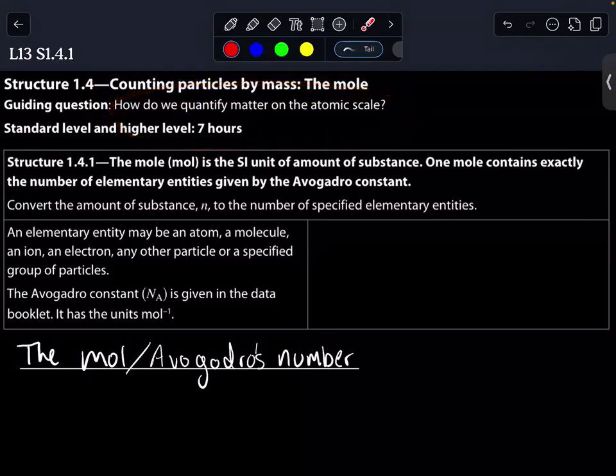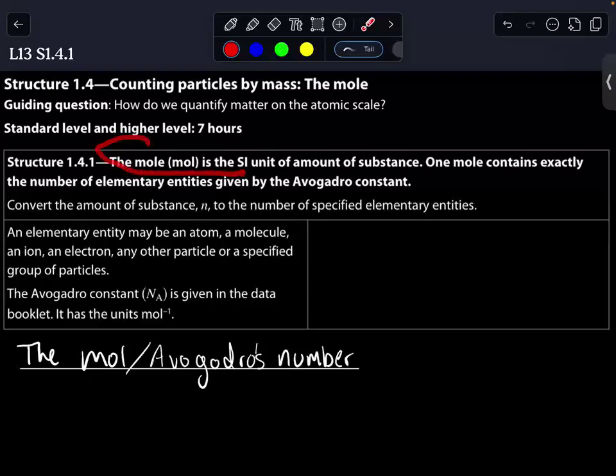Which is important because matter on the atomic scale is so small that dealing with one or two atoms is not something that we can do in a lab, nor is it something that we can see or deal with. So in this lesson, we're covering the mole. It's the SI unit for the amount of substance. One mole contains exactly the number of elementary entities given by the Avogadro constant.